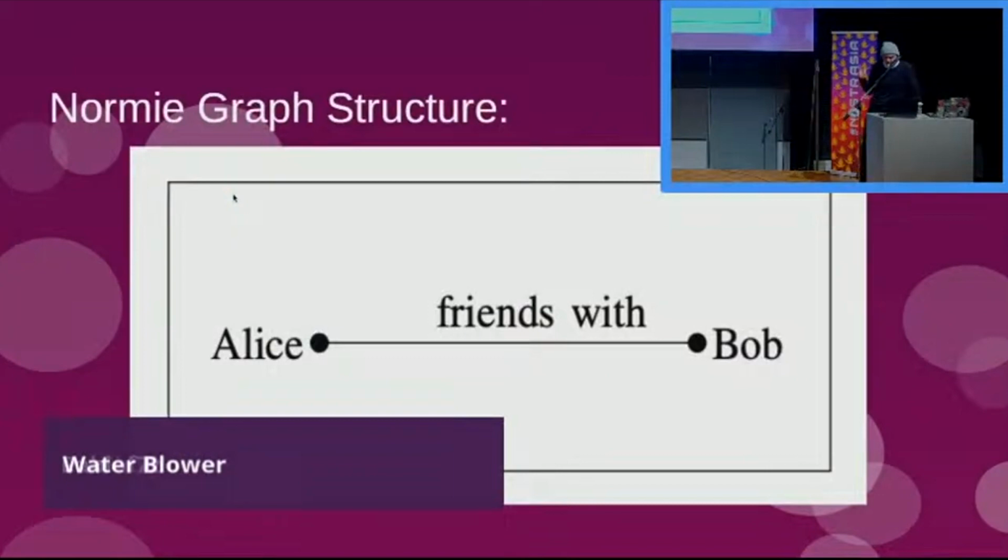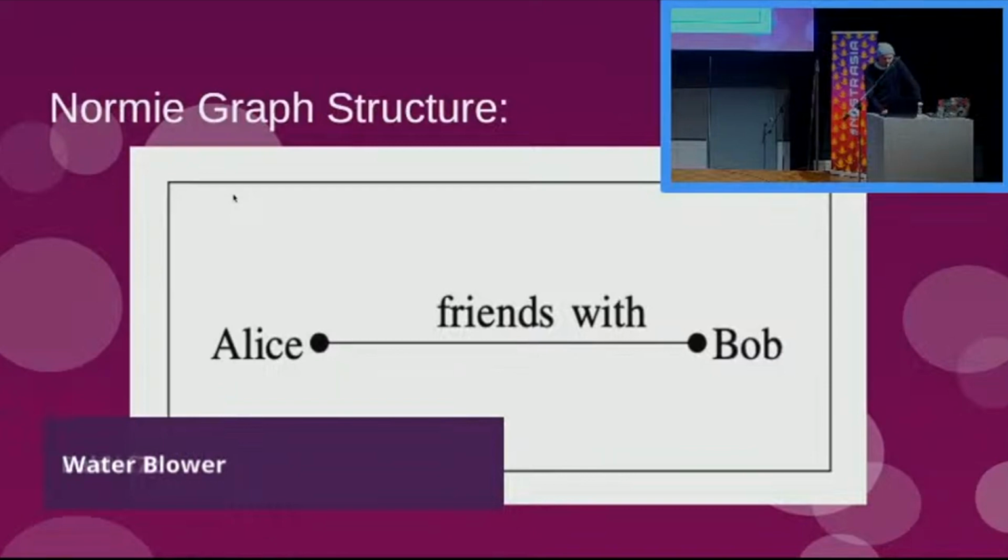So this is a picture of a normie graph. This is not an infograph. This is what we are used to looking at, right? We got Alice, we got Bob, and then everything about the relationship is on the edge itself. So in this case, Alice is friends with Bob, and that's in the edge.